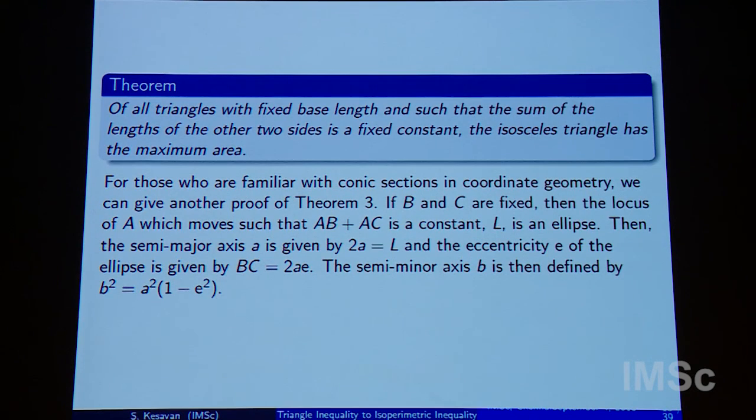Those who know conic sections, of course, this is a very simple proof. If B and C are fixed, Revati just now told you that the point which moves such that the sum of the distances from B and C is a constant, is an ellipse, okay, and B and C will be the foci of the ellipse, and therefore the semi-major axis is given by 2a equals L, and the eccentricity of the ellipse is given by BC equals 2ae, and the semi-minor axis is then defined by b square equals a square into 1 minus e square.